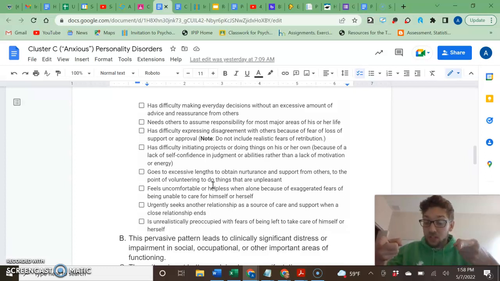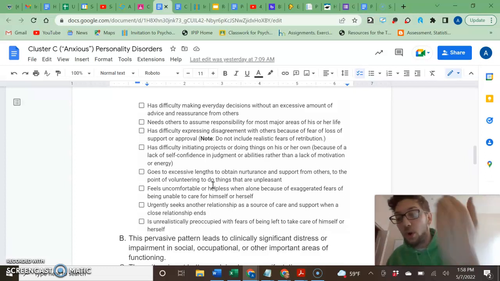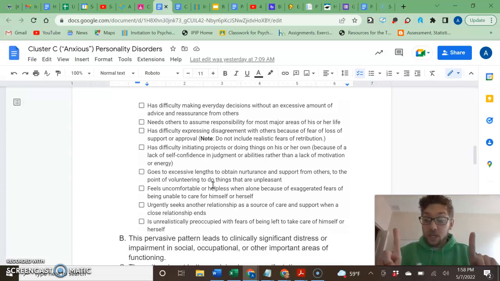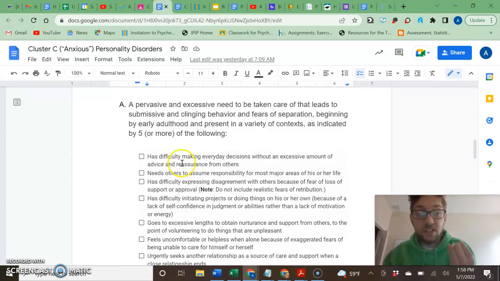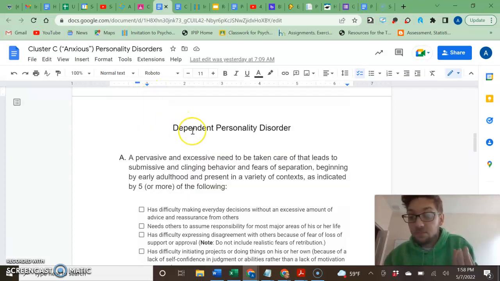CBT does work well for this as well, trying to break some of these ideas of like, I can't do things by myself, trying to break that up and trying to encourage new, more independent behaviors. Humanistic therapy, not recommended, right? Because you're likely to over-validate these feelings that the dependent person has of dependency, right? To make them feel like, oh yeah, you should be this dependent. That's totally normal. That's fine.